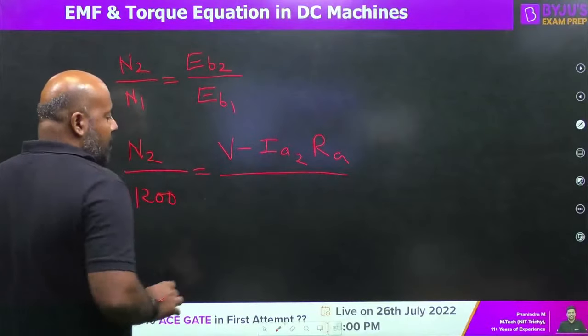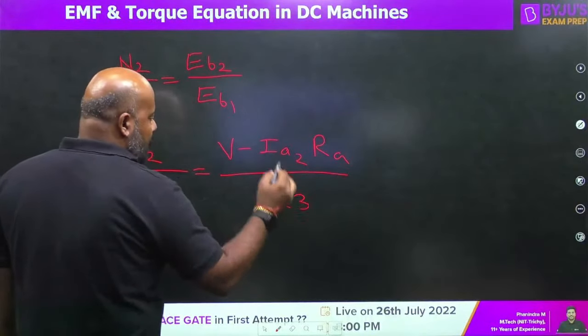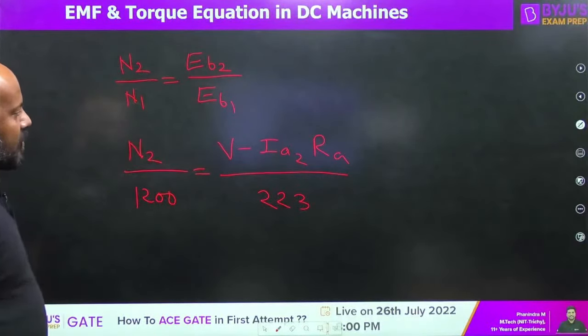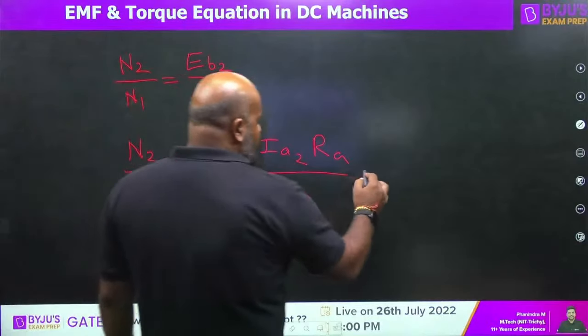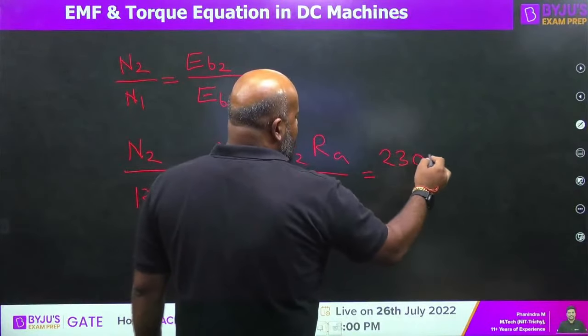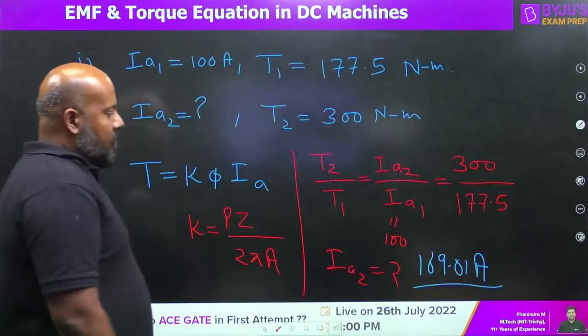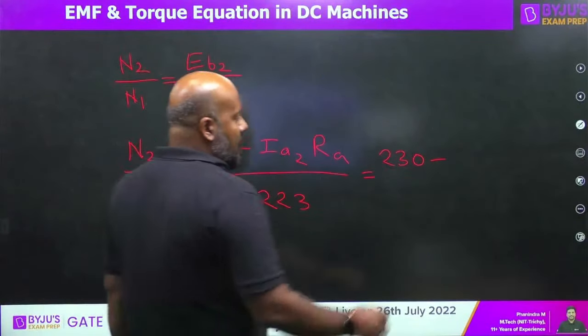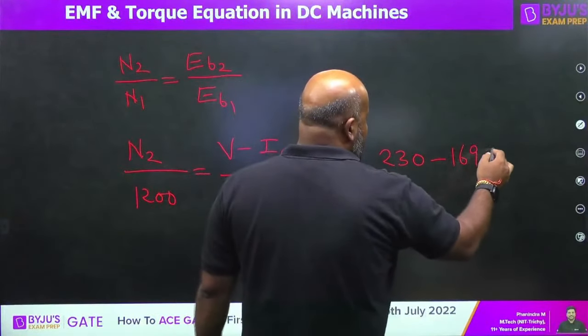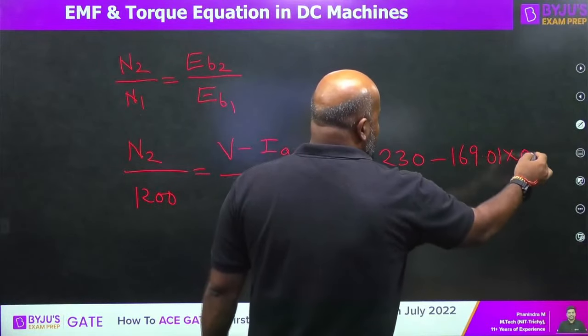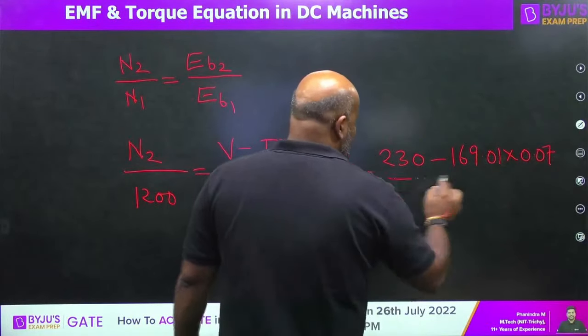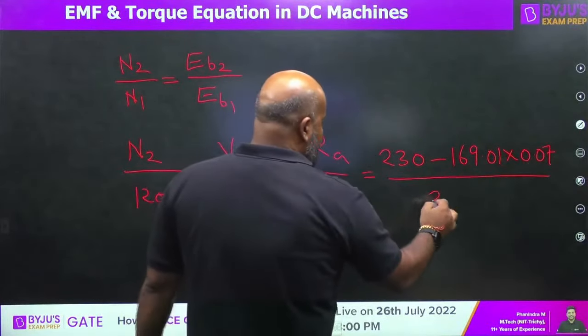What is back EMF in the first case? Already we have calculated in the previous problem, that is 223. What is the supply voltage? It is 230. What is the armature current? 169.01. What is the armature resistance? 0.07 divided by 223.